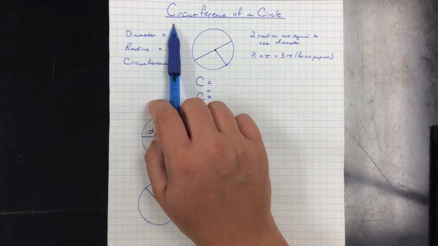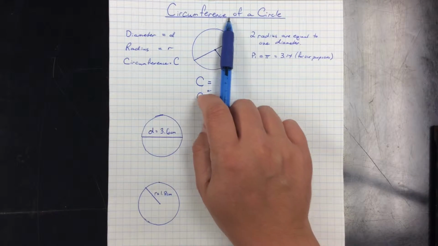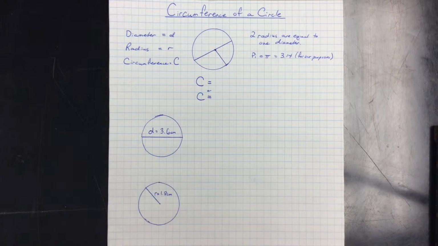Today we're going to be talking about circumference of a circle. Circumference simply means the perimeter of a circle. We just need to be more specific and very precise when we're talking about math. When we're calculating circumference of a circle, there's four terms that we need to be really familiar with.